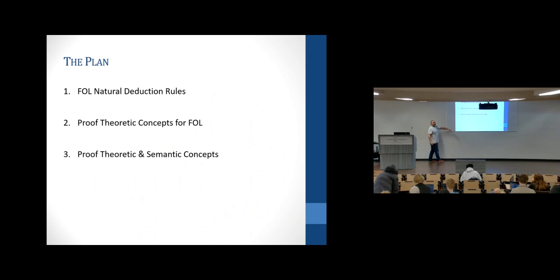And lastly, the big take-home and the big reason why we wanted to do natural deduction is I, again, want to talk to you about the relationship between our proof-theoretic concepts, the stuff that we can define in terms of the single turnstile, and our semantic concepts, the ones we defined in terms of interpretations and the double turnstile. So that's the plan, and we'll just work through it and see how it goes.